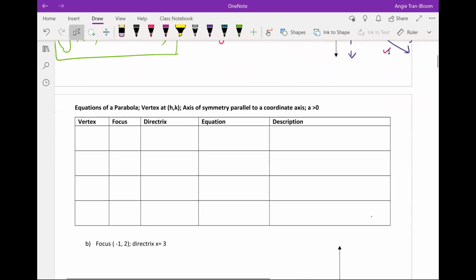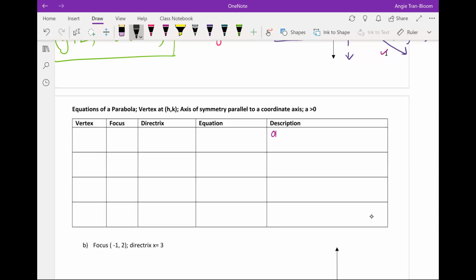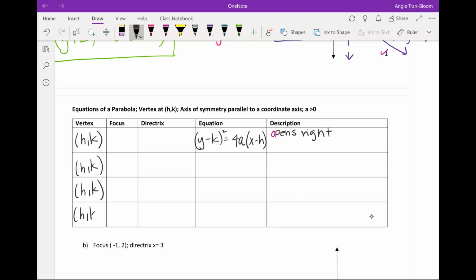So let's write the description when it opens right first, because we just got done with that example. Open to the right. If it opens to the right, we wrote down the equation just a minute ago. It's y minus k quantity squared equals positive 4a times the quantity x minus h. Okay. The vertex is always going to be h comma k. The vertex for all forms will always be h comma k for your parabola. It doesn't matter how it opens.